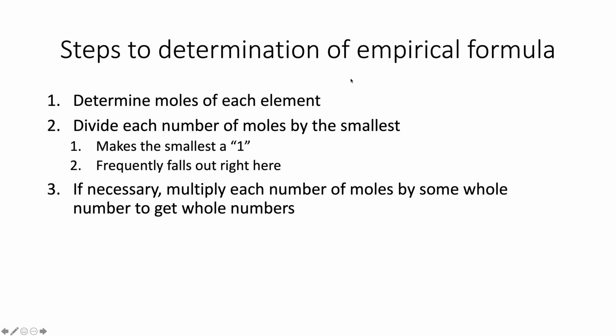So it's easiest to do this. Let me go through the steps. The steps are: determine the moles of each element, divide each number of moles by the smallest. That makes the smallest a 1. That gets us to a whole number. Often there's only 2 steps. Often it just falls right out. If you get a fraction, this would be the third step if necessary, you look at your fraction and then you multiply each number of moles by some whole number to get whole numbers. And I know this doesn't make sense, but I'm going to do an example.